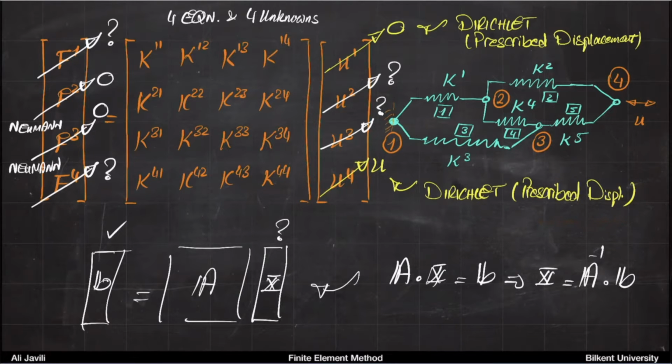Now, obviously, on nodes 2 and 3, you don't know how much displacements you have. So these are unknown displacements, but then you know how much force you apply on them. In this case, you don't apply any particular force or any external force. So the forces are just 0, which means these are homogeneous Neumann type boundary conditions.